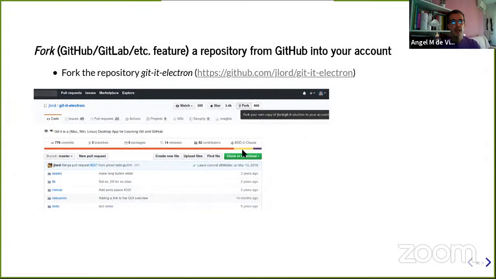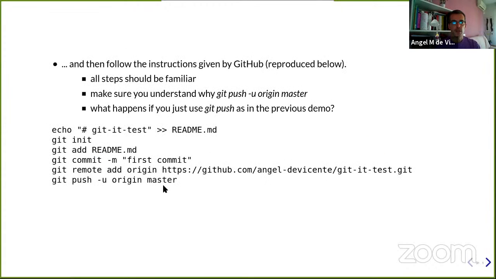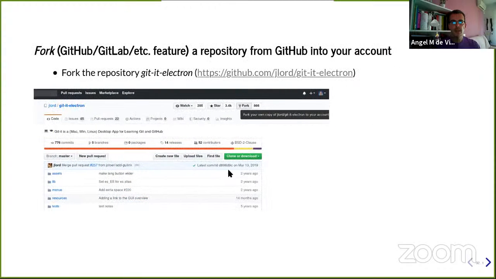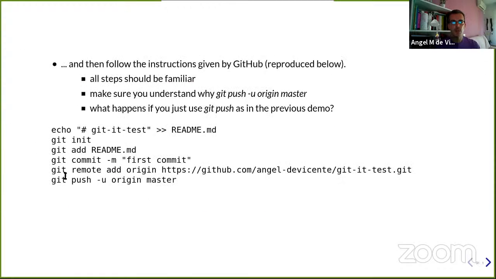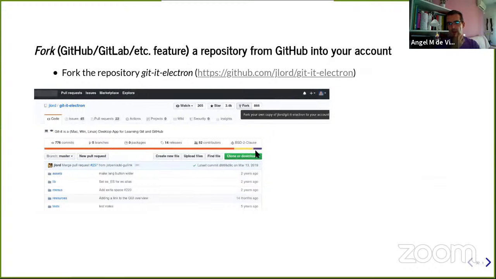Okay, and then if you do that, it will show in GitHub that you have pushed the first commit. Instead of showing you that directly now, I'm going to show you the second way of creating a repository in GitHub.